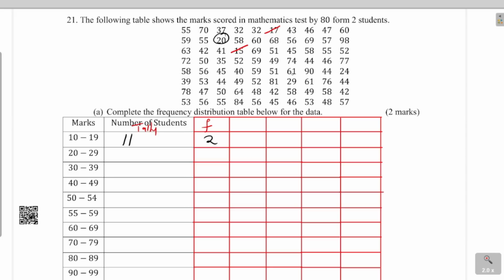Here's another one there, and this one. So I can see there are 3. So there are 3 strokes for that. 30 to 39.